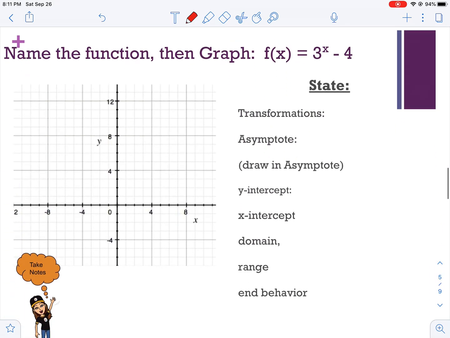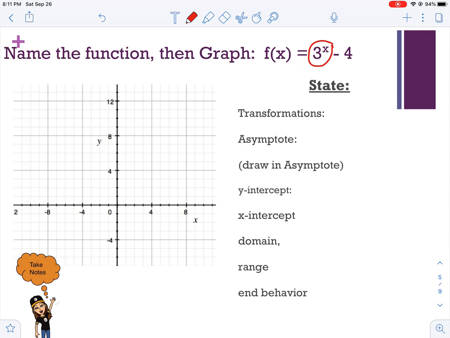So let's go through how we would graph one on our own. So one of the things I want you to note is 3 to the x. That 3 to the x is telling me that this will be an exponential growth. So I already have in my head what that's going to look like. It's going to increase from left to right, and it's going to curve up.